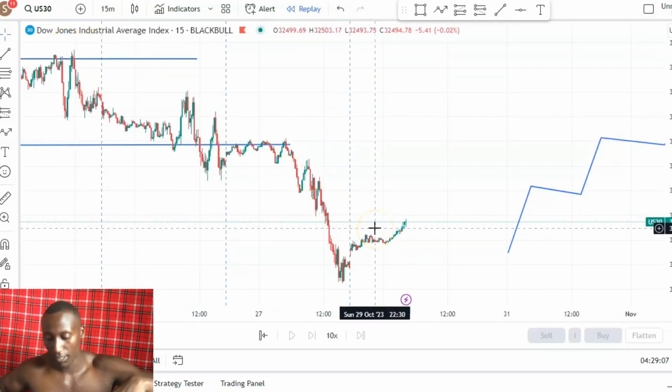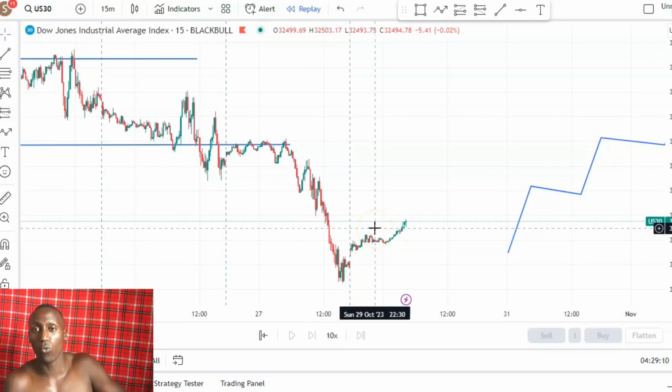Now, with this strategy, you don't know when you will have that failed breakout. So that is just one downside. But for the rest of the time, the strategy seems to be very good.